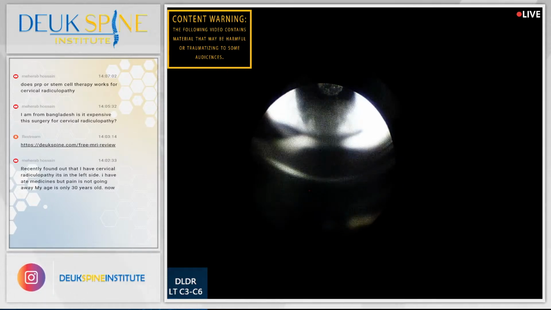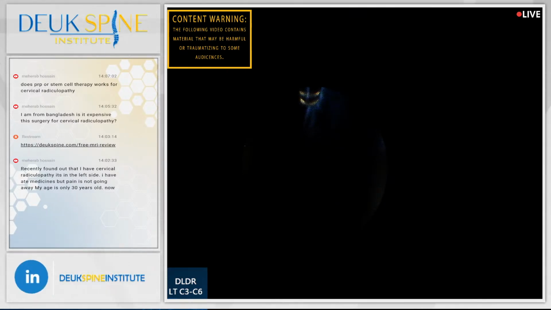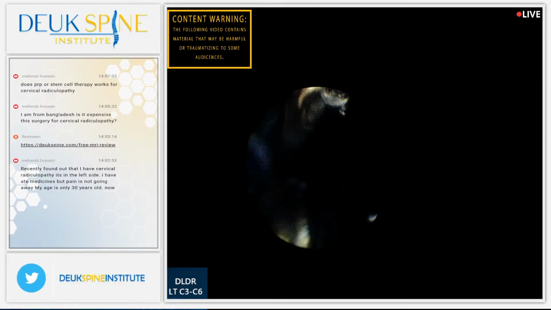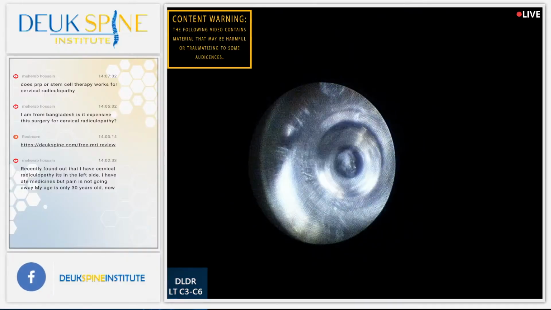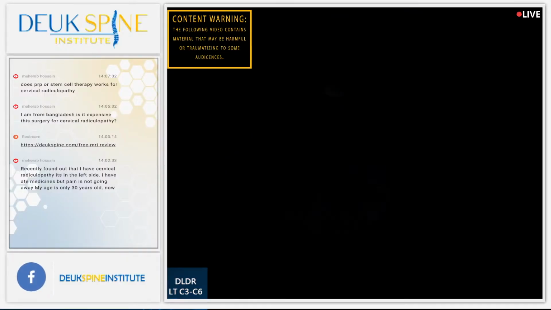All right, let's go with the grabber. So no, don't do stem cell, don't do PRP. It won't work for the neck pain. It works for joints like knees, hips, maybe the SI joint. But again, it's only temporary. It's only going to give you maybe a year of pain relief. But pain always comes back.